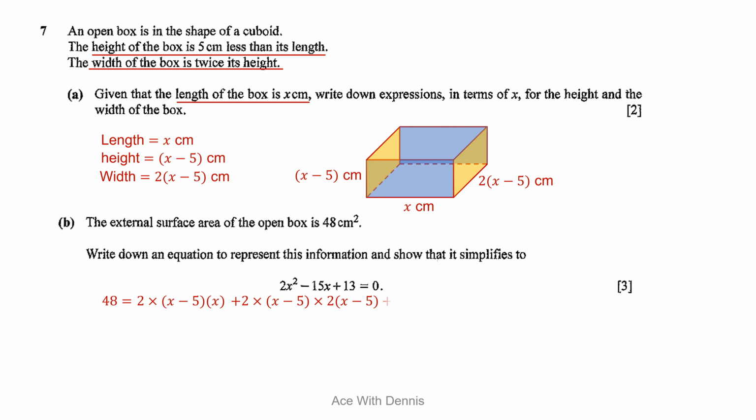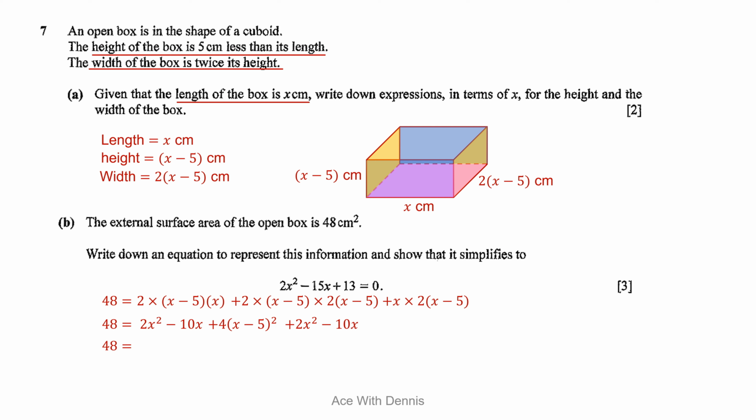Remember, this is an open box, hence we only have the bottom surface but we don't have the top surface. So the area will be x times 2 times of x minus 5. With this equation written correctly, then we can simplify it. 48 equals 2x squared minus 10x, then plus 4 times x minus 5 squared plus 2x squared minus 10x.